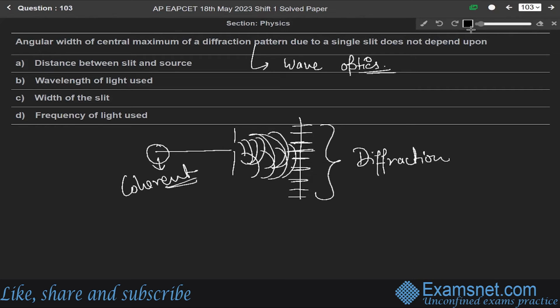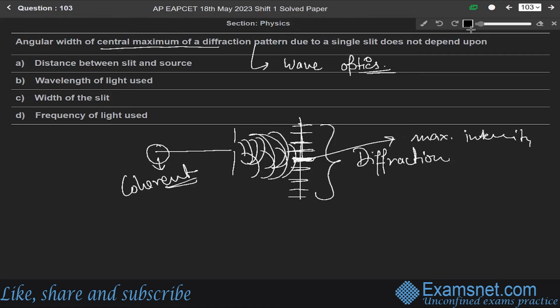So we have to find the angular width of the central maximum, meaning the fringe or the band which is formed at the center of this screen. This has a maximum intensity, so it is called central maximum. We have to find the angular width for this central maximum. So among these four, we have to choose the correct answer, okay?